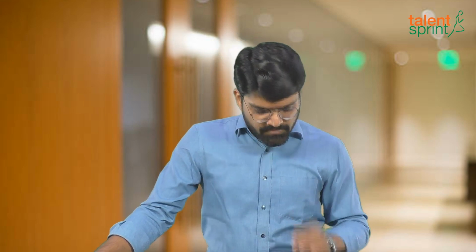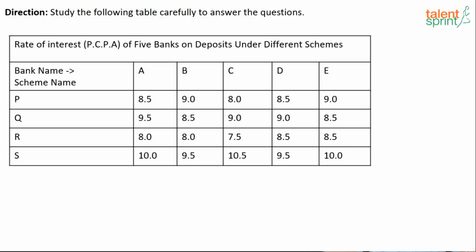So what I shall do is quickly share the screen with you. It talks about the rate of interest of 5 different banks on deposits under different schemes. So there are different banks A, B, C, D, E, 5 banks, and different schemes P, Q, R, and S. And the rates of interest for each of these schemes from the 5 different banks are given to us. So look at this data quickly. There is nothing to really study and explore here, right? It's very simple. Rate of interest in percentage per annum of 5 banks on deposits under different schemes.